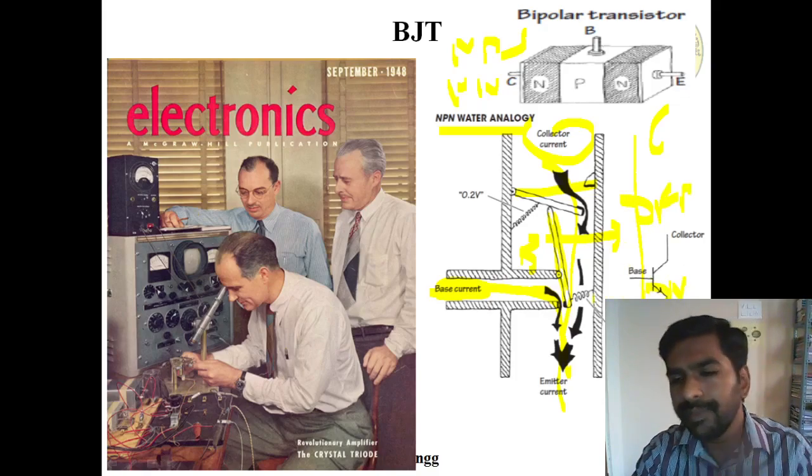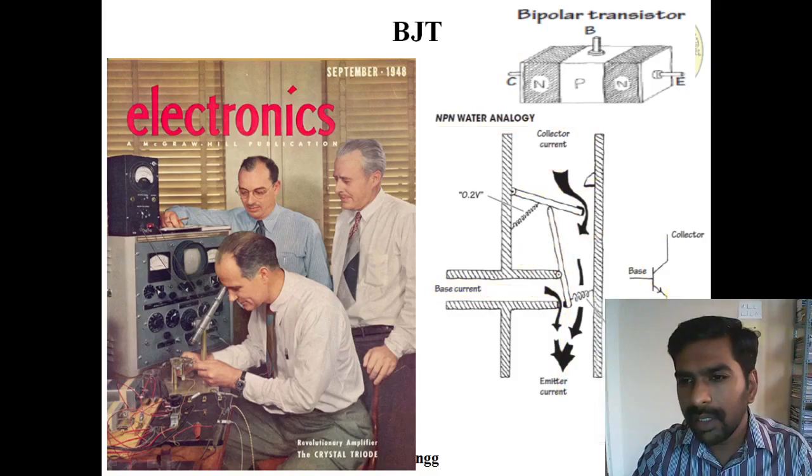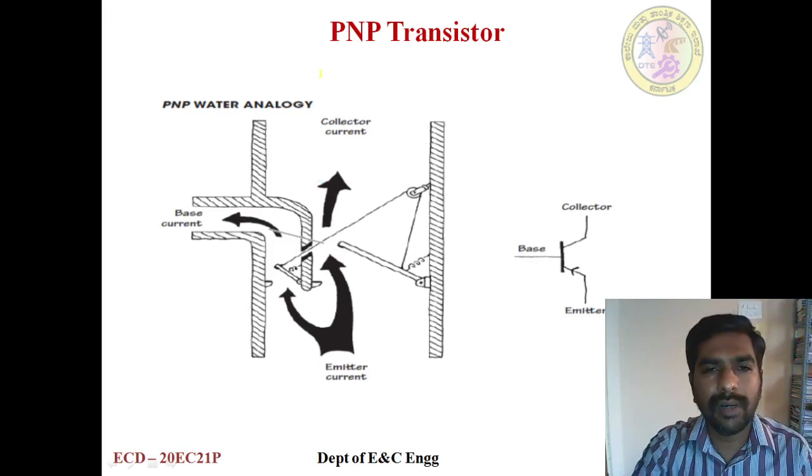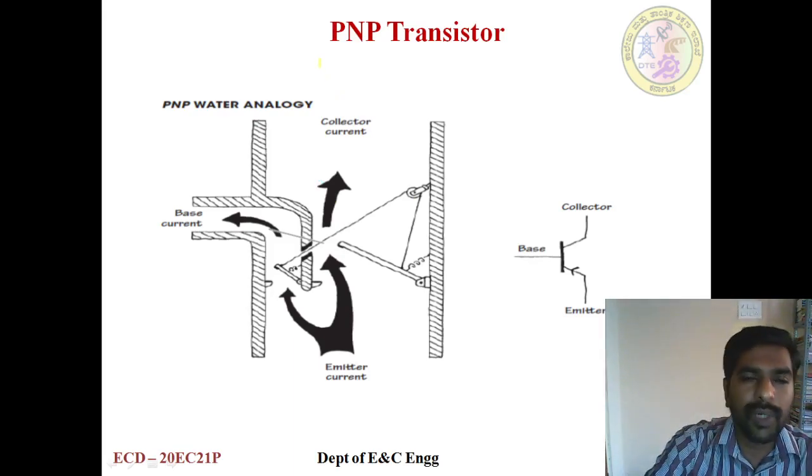This is the symbol. You can see here. So this is the symbol. I have three terminals: base, collector, and emitter. The arrow mark indicates it's an NPN. This is the NPN transistor, and three scientists innovated this concept.